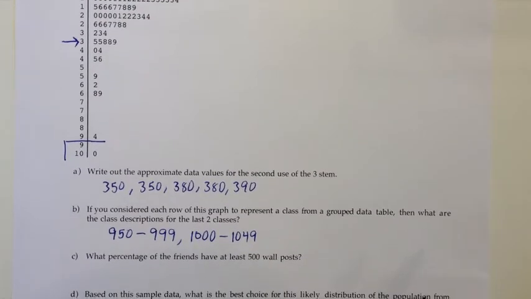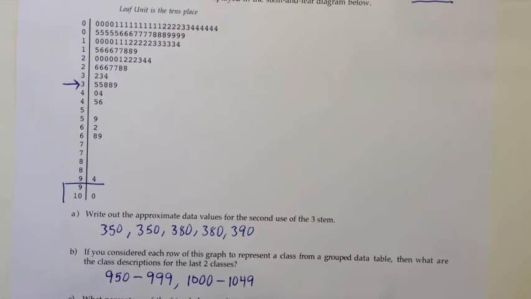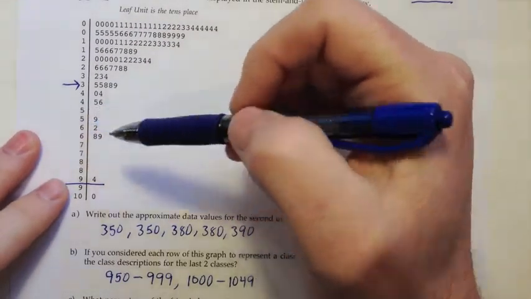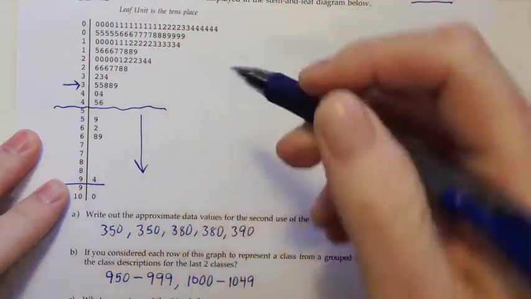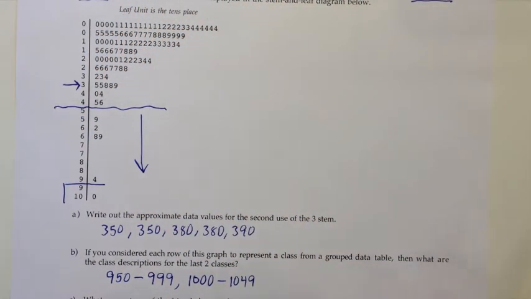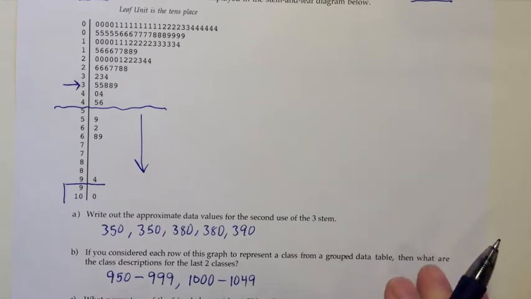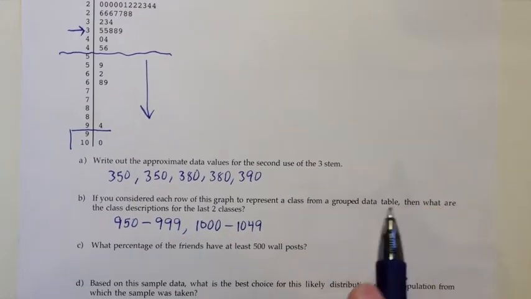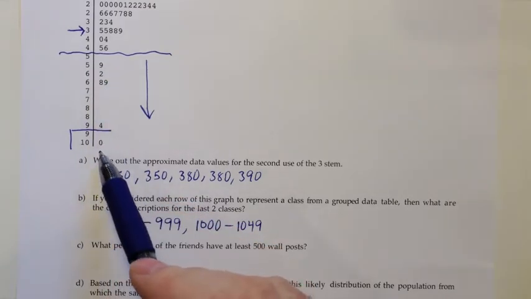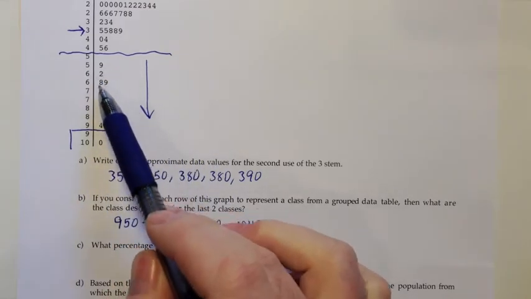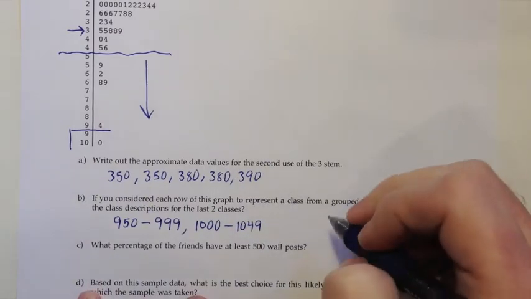And then what percentage of the friends have at least 500 wall posts? So 500 would be on this first 5 lines, so go ahead and draw a separator right there. Anyone that's below that mark had 500 or more wall posts, so at least 500. And so how many people was that? 1, 2, 3, 4, 5, 6. Let me just double check that. 4, 5, 6. Yeah, so there were 6 of them.